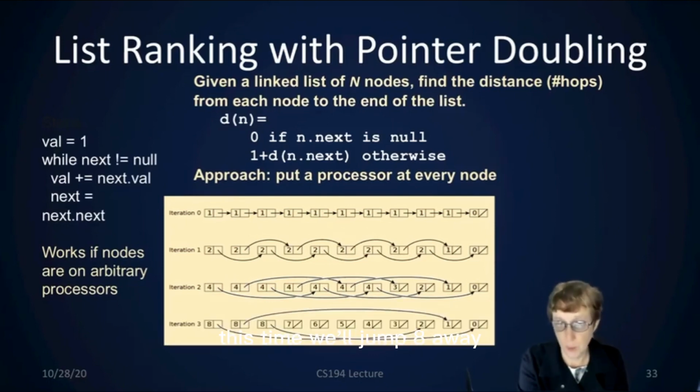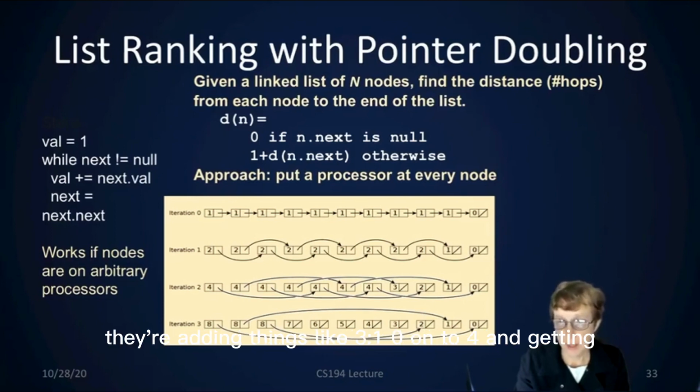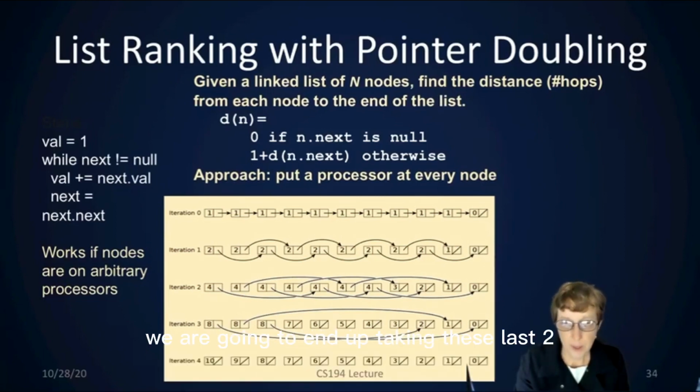This time we'll jump 8 away. And in jumping 8 away, a lot of them are going to end up with nulls at this point in the process. But as they do that addition, they're also adding things like 3, 2, 1, 0 onto 4 and getting 7, 6, 5, 4, and so on. And so then we still have one more step left, and in the last step, we are going to take these last 2, I guess 3 pointers in here, and then add 2, 1, and 0 to the 8, ending up with 10, 9, and 8.